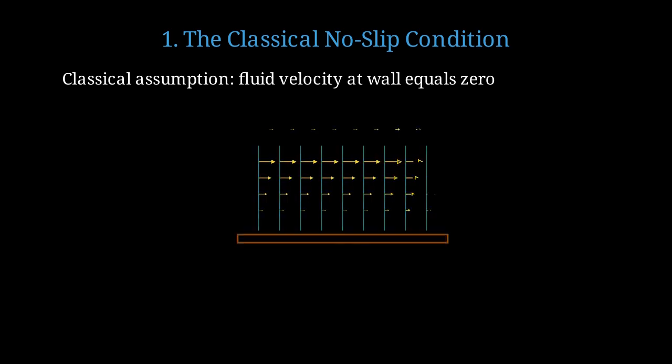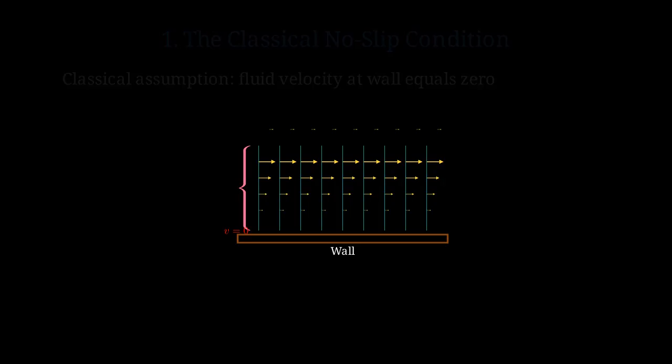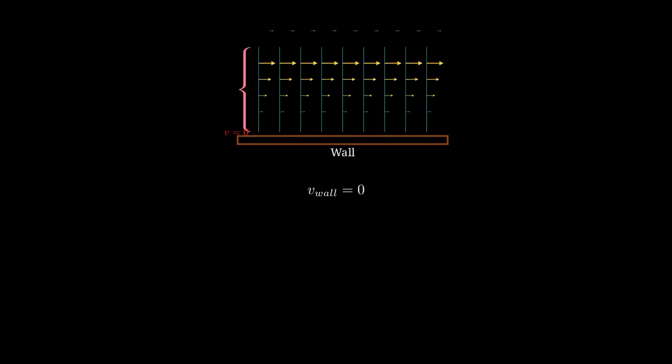This diagram shows the classical no-slip boundary condition. At the wall, the fluid velocity is exactly zero, then gradually increases as you move away from the wall, creating a velocity profile. Mathematically, we write this as v at the wall equals zero.